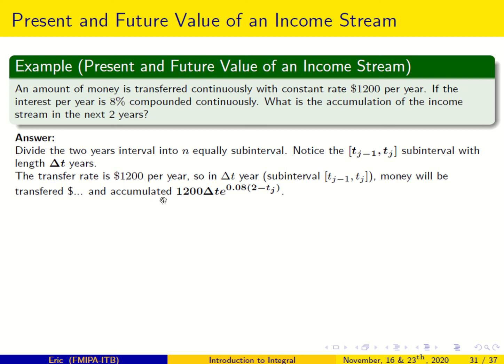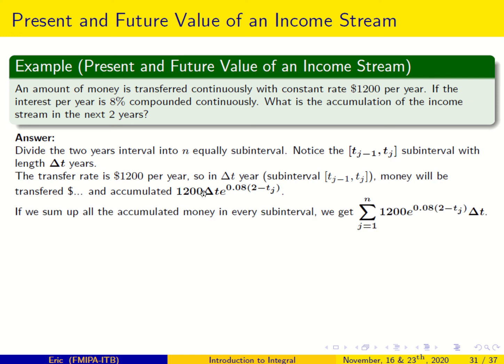And it is accumulated for 2 minus t_j years. So the total accumulated value of that investment is 1,200 times delta t times e to the r times T, where T is 2 minus t_j. Okay, and so for 2 years, I have to add all of these from j equals 1 until n.